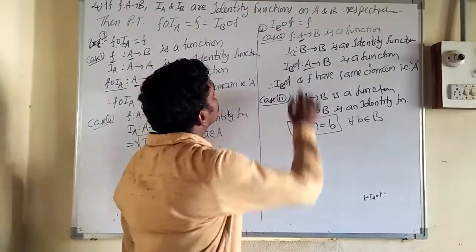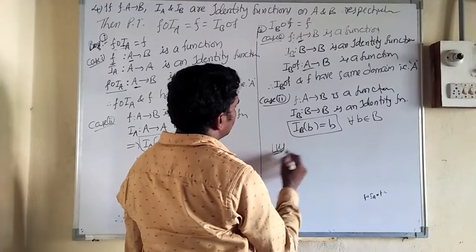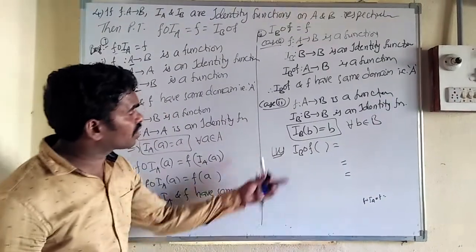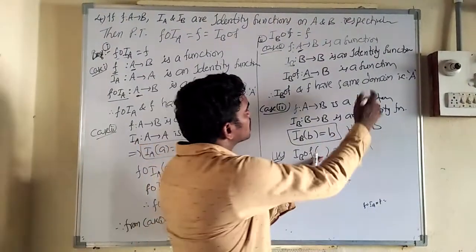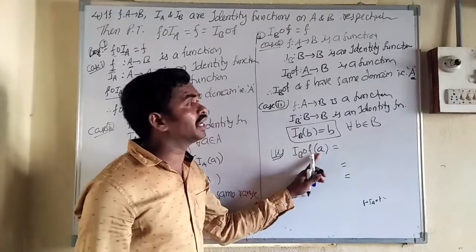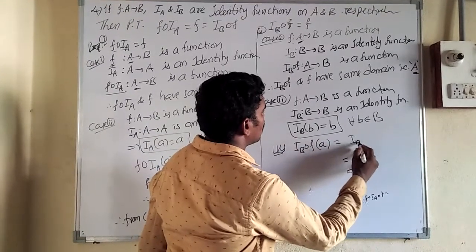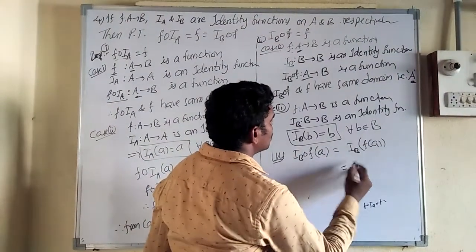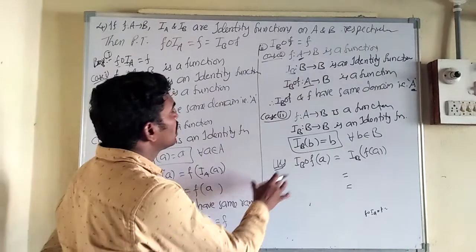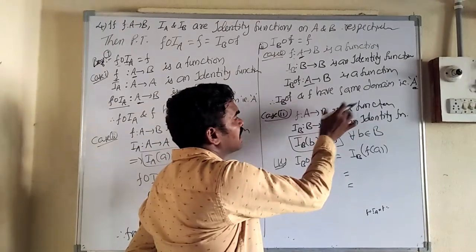Definition complete. Now take the LHS. What is the LHS? IB circle F of what? What is the common domain? A, so small a, an element of capital A. Now remove the circle on the right side: IB of F of a. Here don't write F of a equals b, because F is not a bijection. That's why I have not written anything instead of F of a.